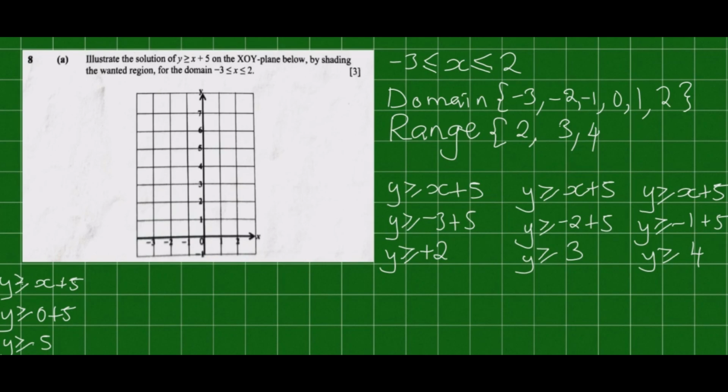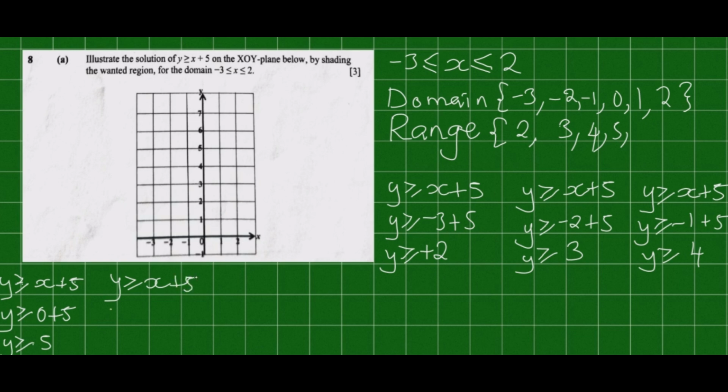So where there is 0, we say 4 comma 5. When x is equal to 0, y will be equal to 5. Then we come to the next one, which is 1. When x is equal to 1, what will be the value of y? So we write y is greater or equal to x plus 5.